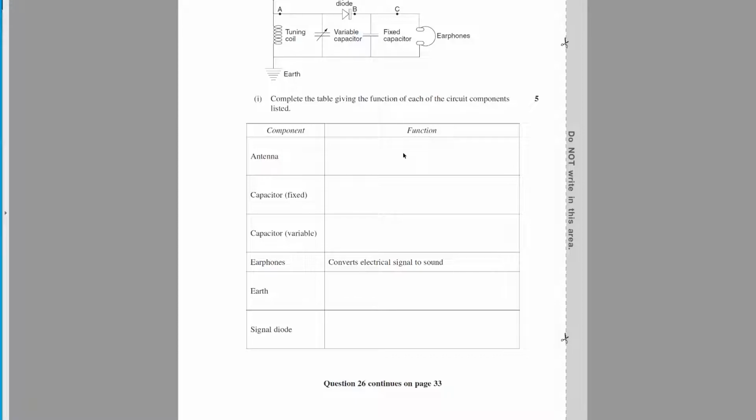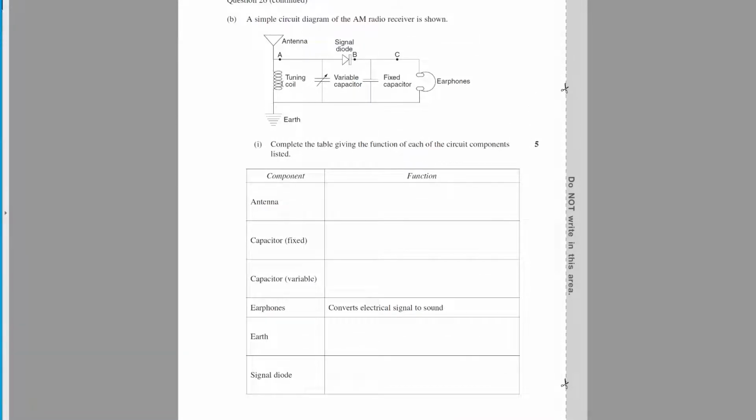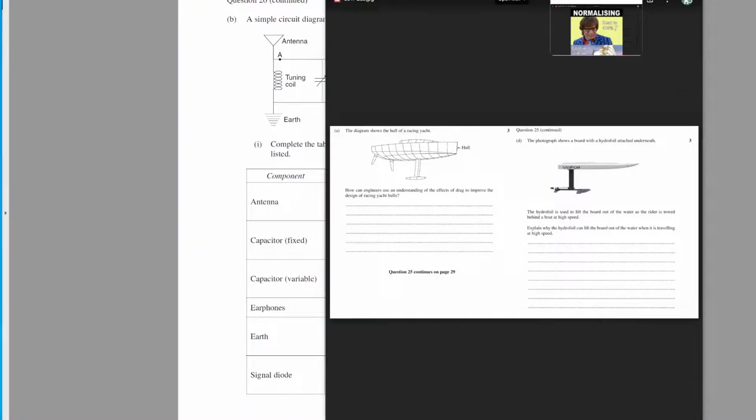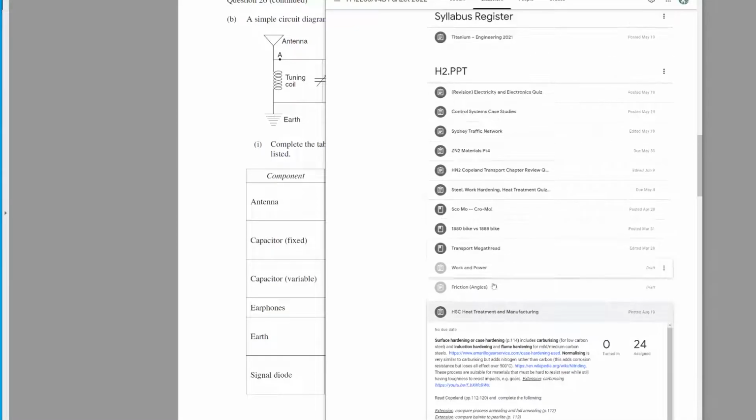Okay, so we've got an antenna, a fixed capacitor, a variable capacitor, a tuning coil, a signal diode, and the headphones. Okay, so I have lots of stuff on demodulation, mostly as a result of this question. It inspired me to go and put more work into my demodulation stuff.